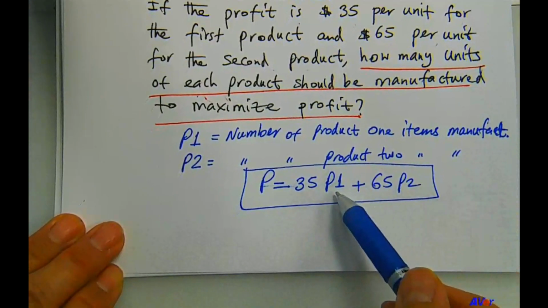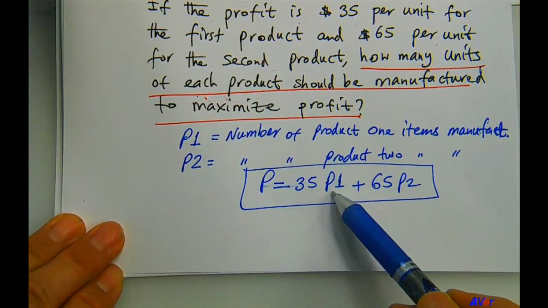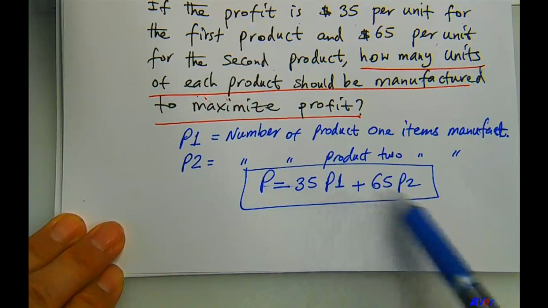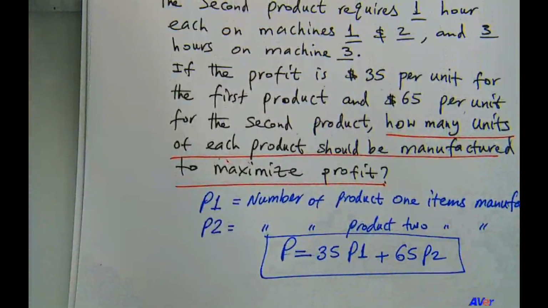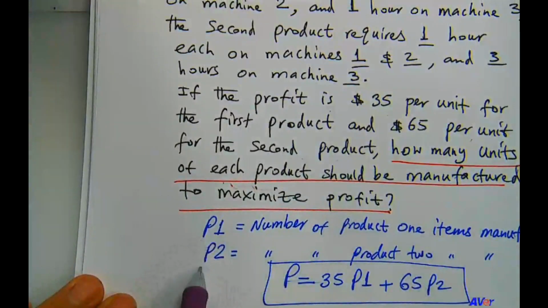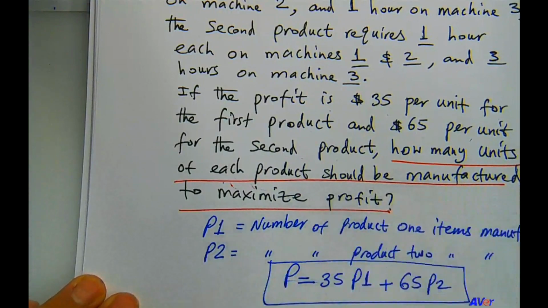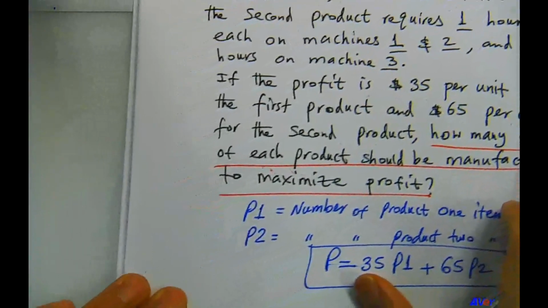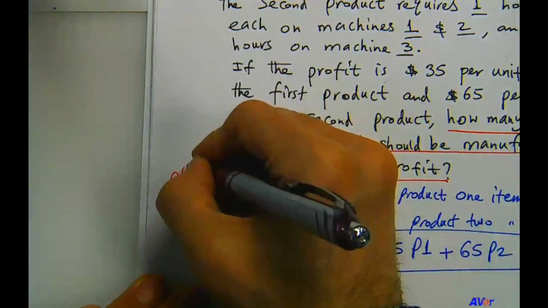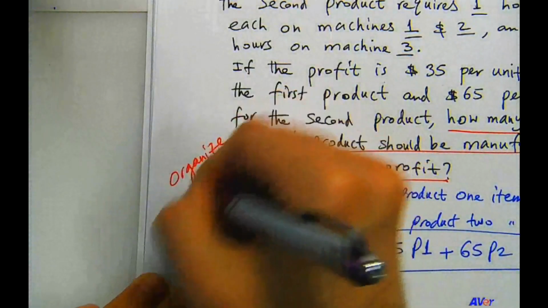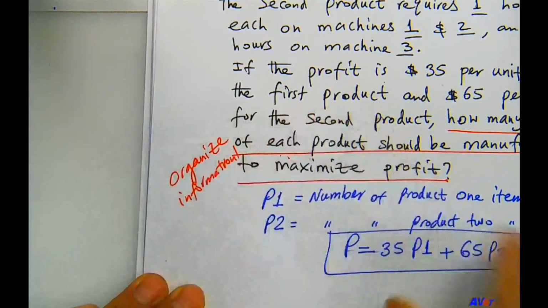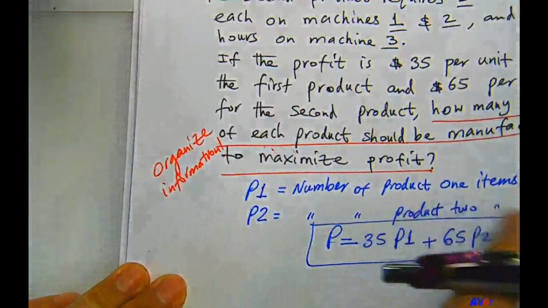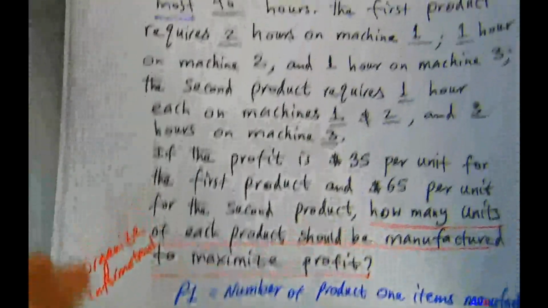So we now know that the constraint inequalities should have these two variables in them, P1 and P2. All right, so let's read the problem from the beginning and attach information to the variables we introduced. That's how we organize the information. So let me just write here, organize information. Very, very important to solving any word problem.